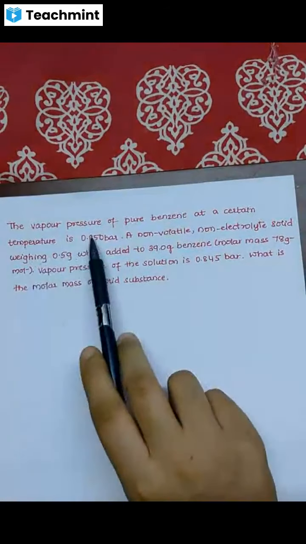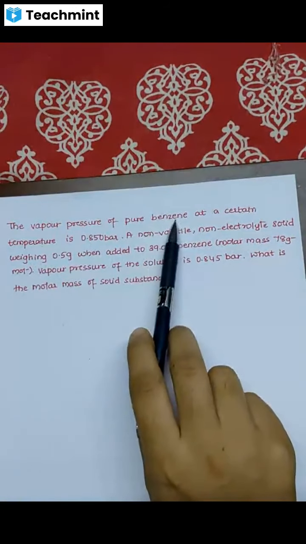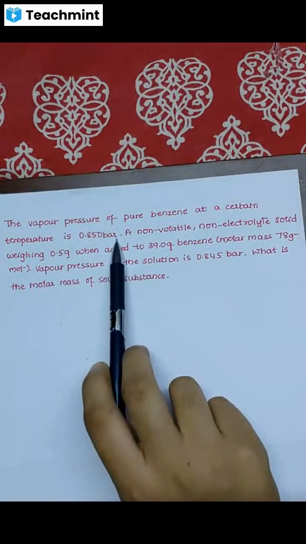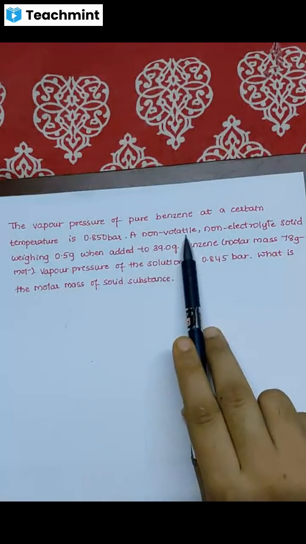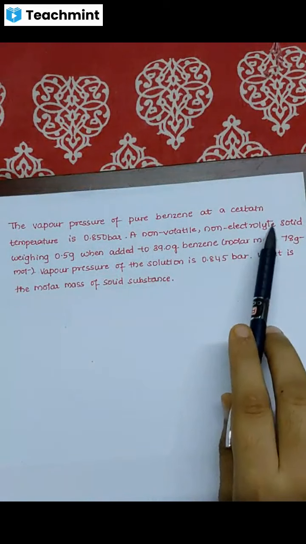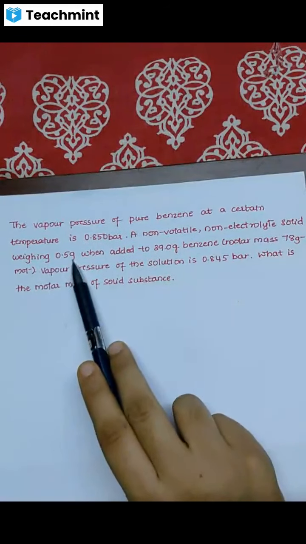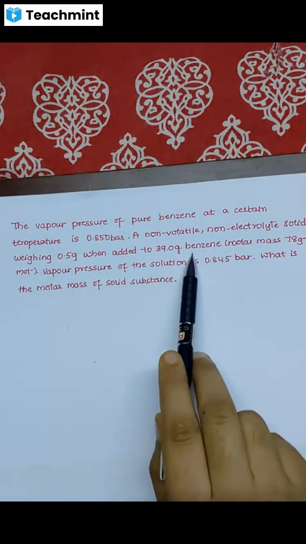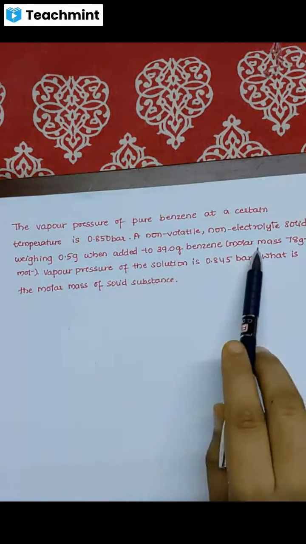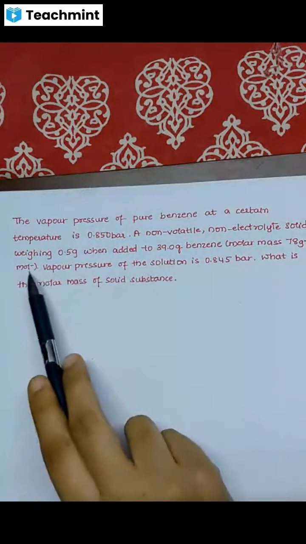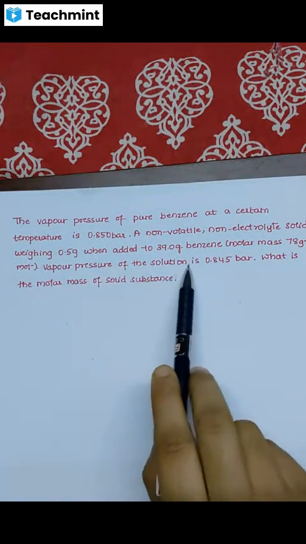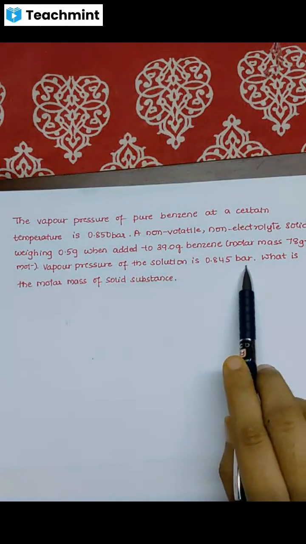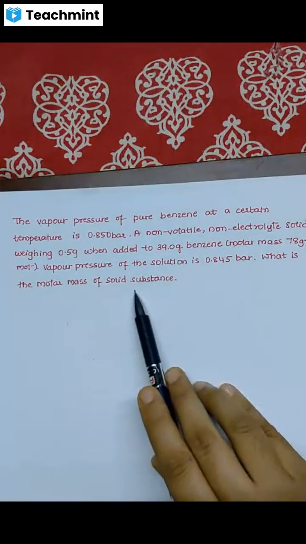The vapor pressure of pure benzene at a certain temperature is 0.850 bar. A non-volatile, non-electrolyte solid weighing 0.5 gram when added to 39.0 gram benzene, molar mass 78 gram per mole. Vapor pressure of the solution is 0.845 bar. What is the molar mass of the solid substance?